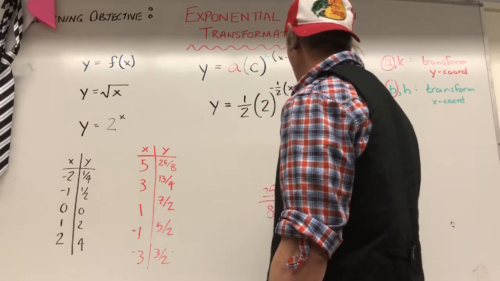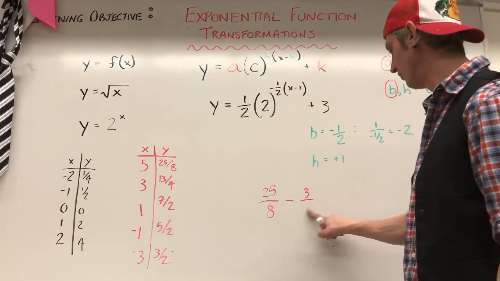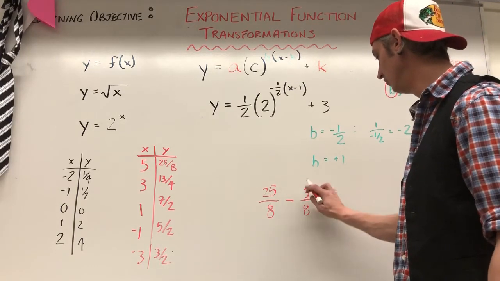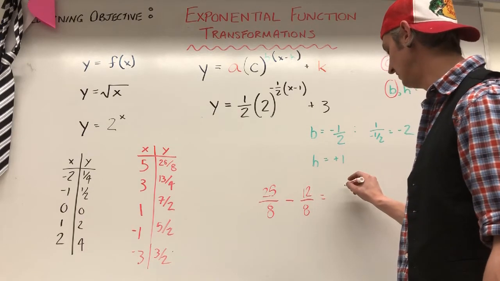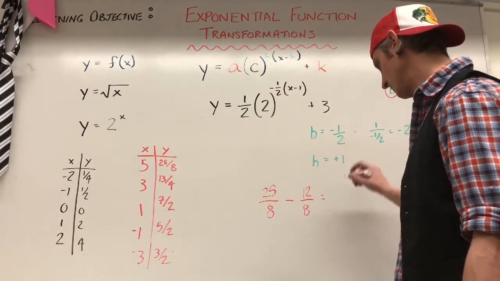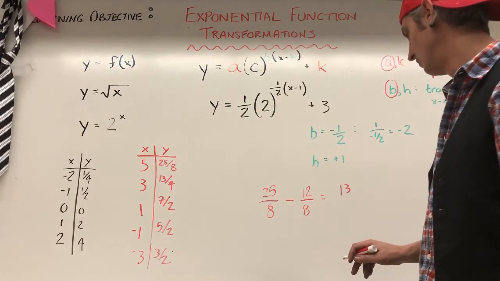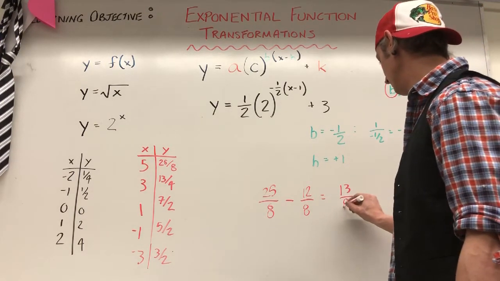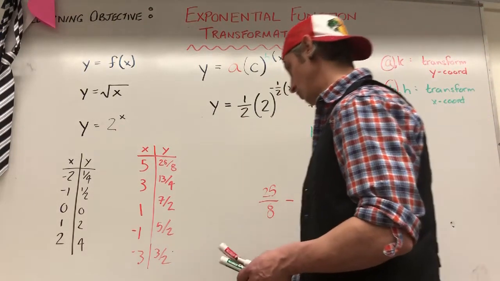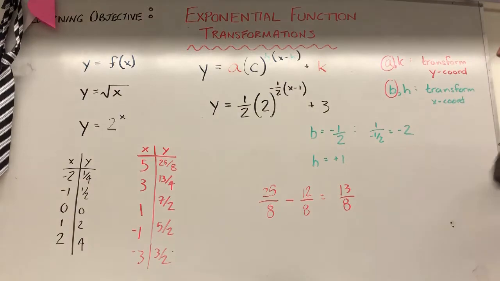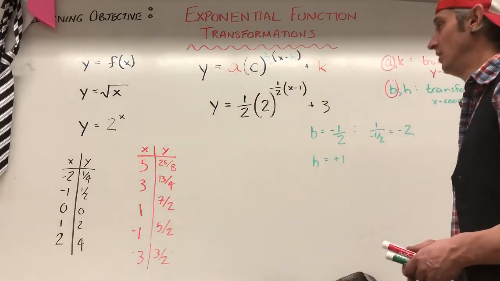So if I subtract, 25/8 minus 3/2, I'm going to turn 3/2 into a fraction out of 8. 2 times 4 becomes 8, so 3 times 4 is 12. This is 13/8, which is pretty much close enough. It's the end of the day, I'm getting tired here.